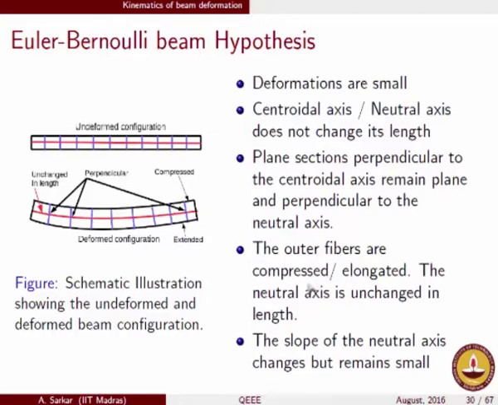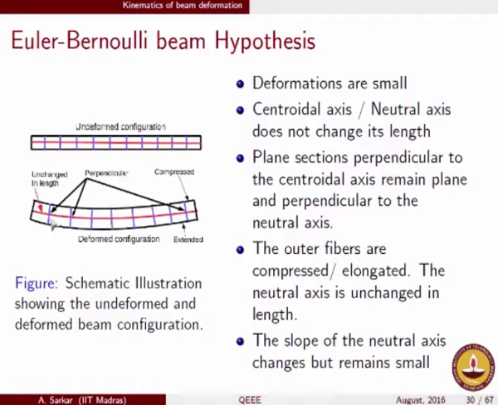So as I just remarked, the outer fibers are compressed and the inner fibers are, the outer fibers are either compressed or elongated. By outer fibers here, what I meant was both the inner fiber on this side and the outer fiber on this side. I should have used the words inner and outer to mean compression and elongation, but I will make that correction. The inner fiber I would say is compressed and the outer fiber is elongated, whereas the neutral axis is unchanged.